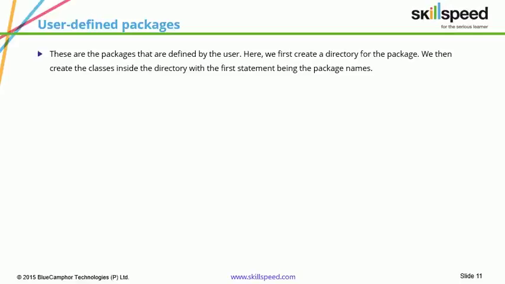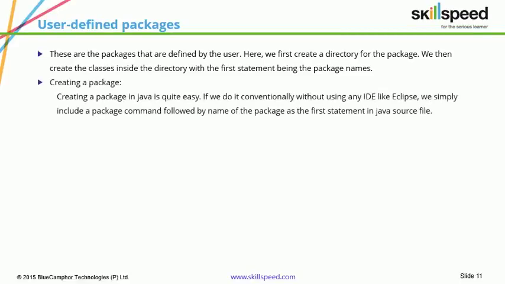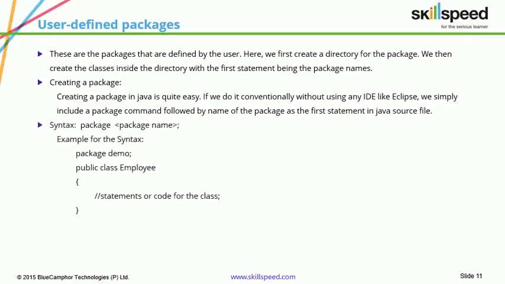Here, we first create a directory for the package. Then, we create the classes inside the directory with the first statement being the package name. How do we create a package? Creating a package in Java is quite easy. If we do it conventionally without using any IDE like Eclipse, we simply include a package command followed by the name of the package as the first statement in the Java source file. The syntax is package space the package name followed by a semicolon. Example, package space demo semicolon, where demo is the package name.